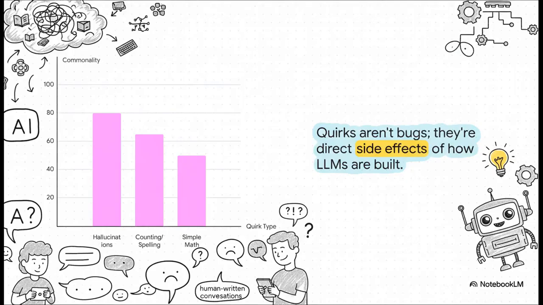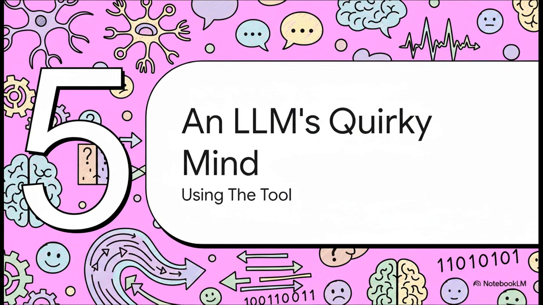So when you see these quirks, the hallucinations, the simple math or spelling errors, they aren't just random bugs. They're direct side effects of how these models are built. They're statistical parrots trying their best to match a pattern, and they have this finite computational thinking space for every single step they take. So, with all that said, understanding this kind of quirky mind is really the key to using these incredibly powerful tools as effectively as possible.